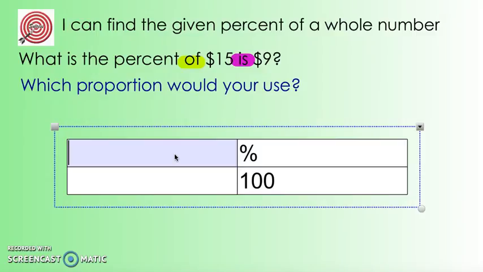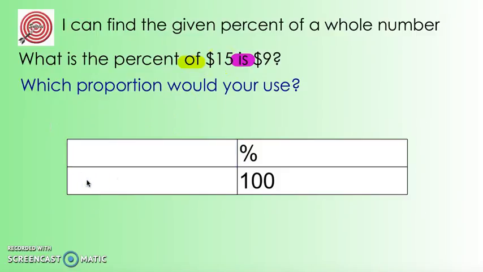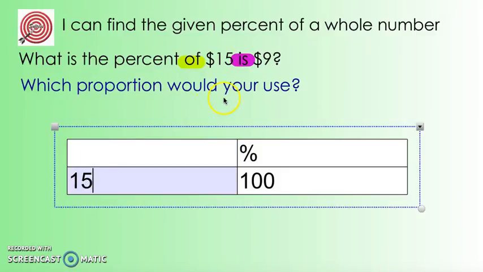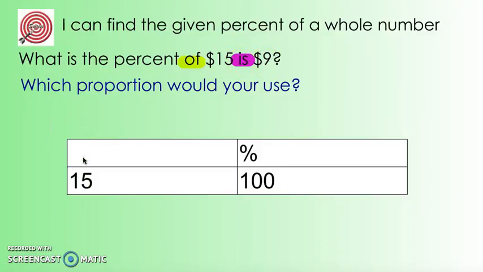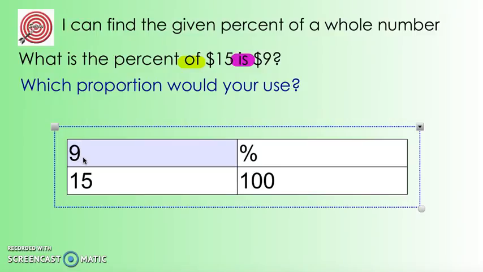And so don't go by just, well, the smaller number has to go on top, because that's not always the case. What I want you to look for is these key words. If you see the word of, look at the number that follows it. That is the whole amount. So our whole amount is 15. And is 9. 9 is our part. Because they're saying if I take a percent of 15, I will get the answer of 9. And so we need to figure out what percent that is.